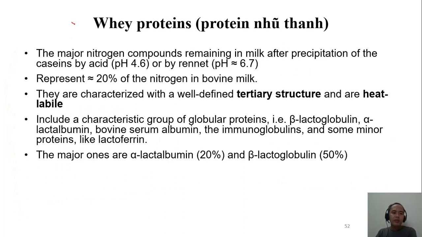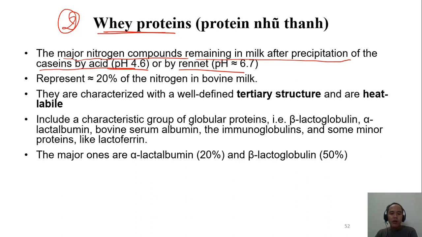We go to the second group of protein. Whey protein. These are soluble in the serum, and these are the major nitrogen compounds remaining in milk after coagulation of casein by acid or by rennet. What does this sentence mean? It means that when we make yogurt, for example, we precipitate or coagulate caseins to form a network, to form a gel. Or in making cheese, we also coagulate casein to have the curd for cheese.